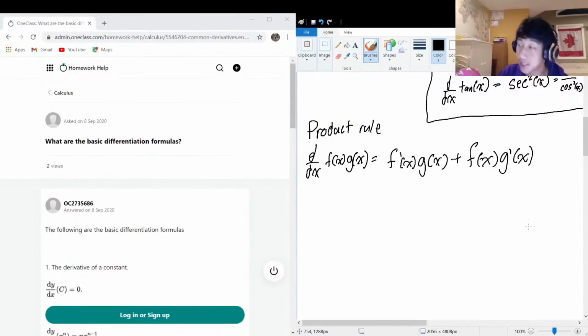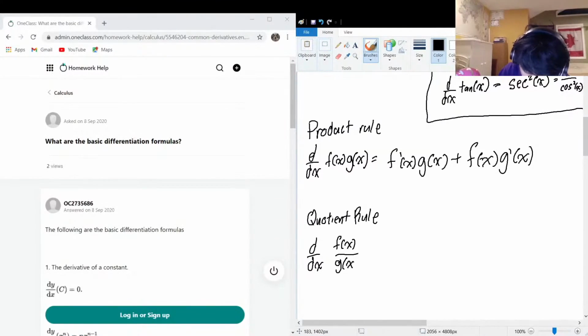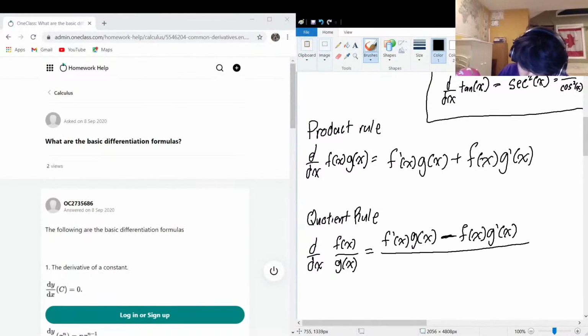And there's a similar rule that's not exactly the same for division. Suppose we have the quotient rule. Here we got d over dx of some function f over some function g of x. And this would be f prime, the derivative of f, multiplied by g of x, minus, don't forget the minus, f of x multiplied by the derivative of g of x, all divided by g of x squared.